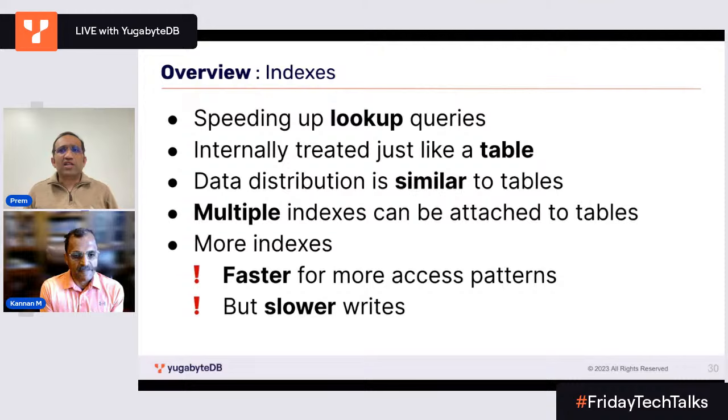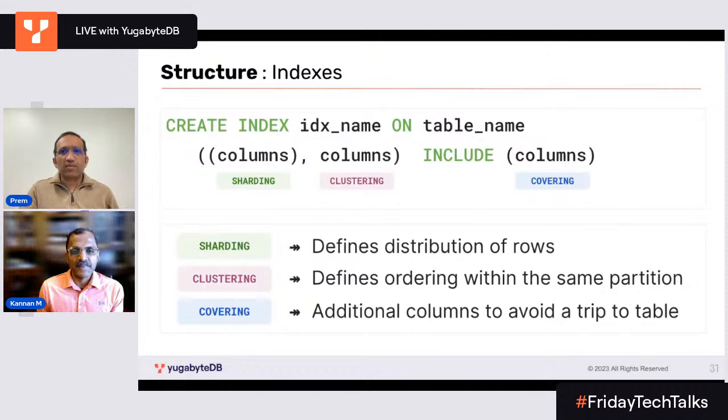Indexes are internally treated just like tables. They are designed internally like tables in YugabyteDB, and the data distribution is also very similar to tables. Multiple indexes can be attached to a table for speeding up different types of access patterns. But remember, writes can become slower as each write has to update multiple indexes. Just like what we saw in primary keys, indexes have partition and clustering parts, which define the data distribution and ordering within the partition respectively. Additionally, you can store more columns in the index itself to save a trip to the table using the include clause. That's called a covering index. We'll discuss it a little later.